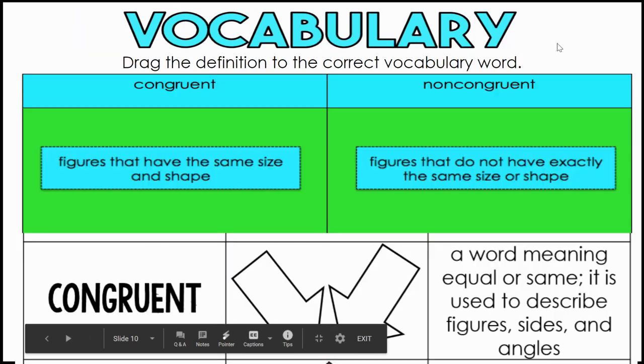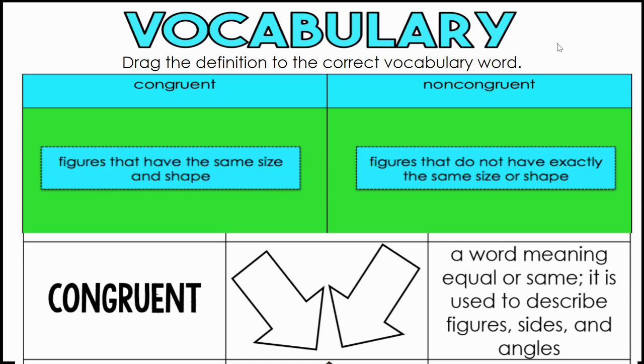Next up, we want to talk about congruent. Congruent is a word that means equal or same. It's used to describe figures, sides, and angles. So we're going to be using the word congruent when talking about polygons. A congruent figure has the same size and the same shape, while a non-congruent figure does not have exactly the same size or shape. You're going to learn more about congruence when you look at the congruent lesson.